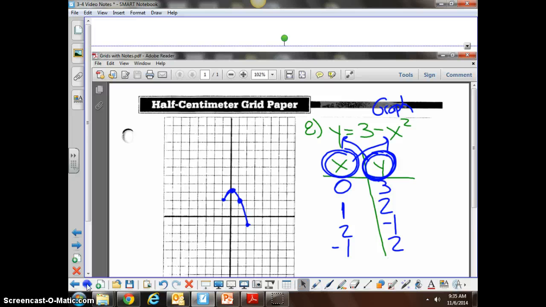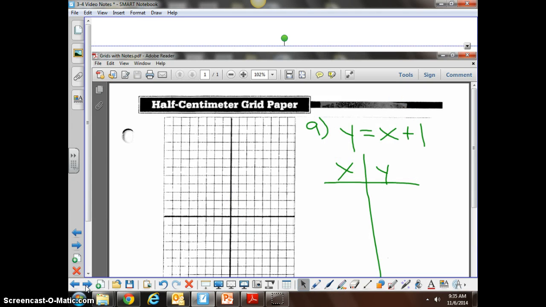Moving on, number 9. We got y equals x plus 1. The equation y equals x plus 1, we want to graph, again, our slope-intercept equation. We're going to plug in a 0 for x and get 1 for y, a 1 for x, get a 2 for y, a 2 for x, and get a 3 for y. Again, we're plugging our inputs, our x's, into that side of the equation. Our graph: over 0 up 1, over 1 up 2, over 2 up 3.